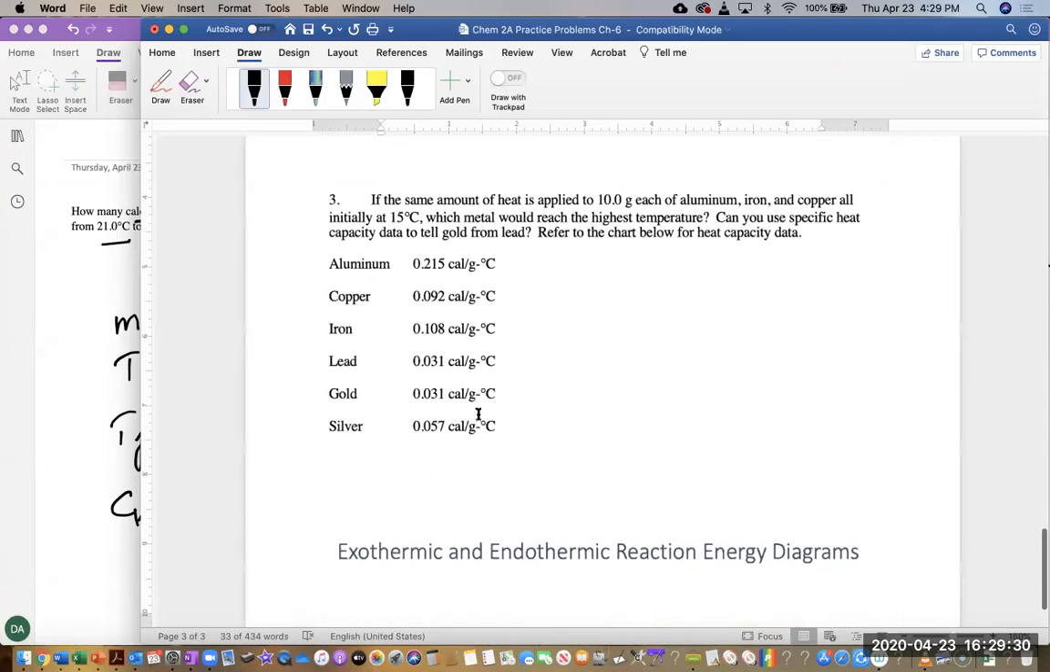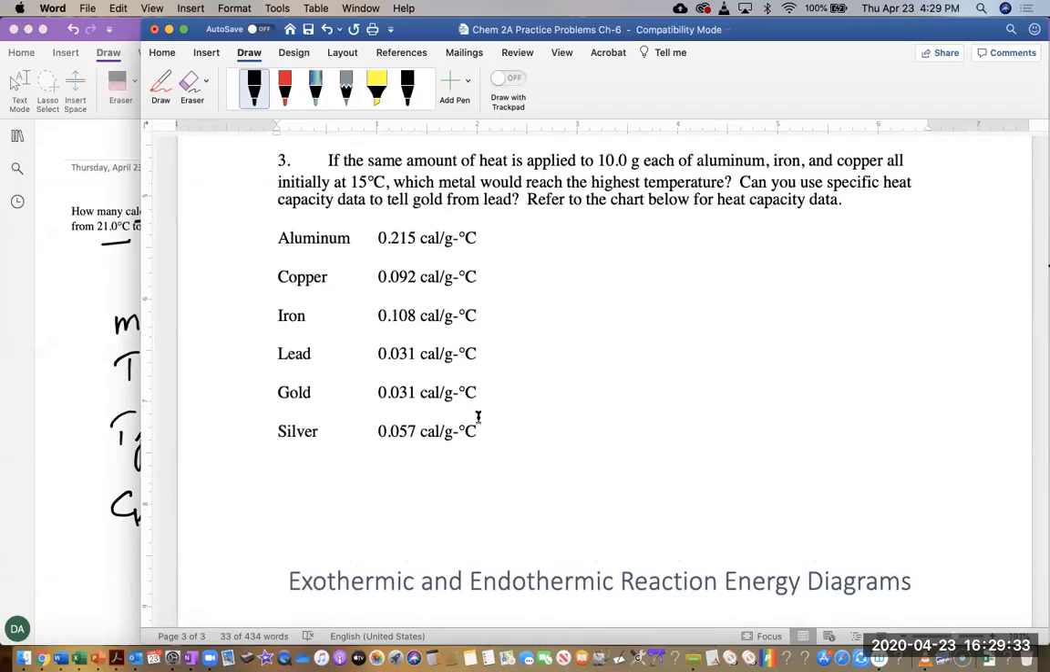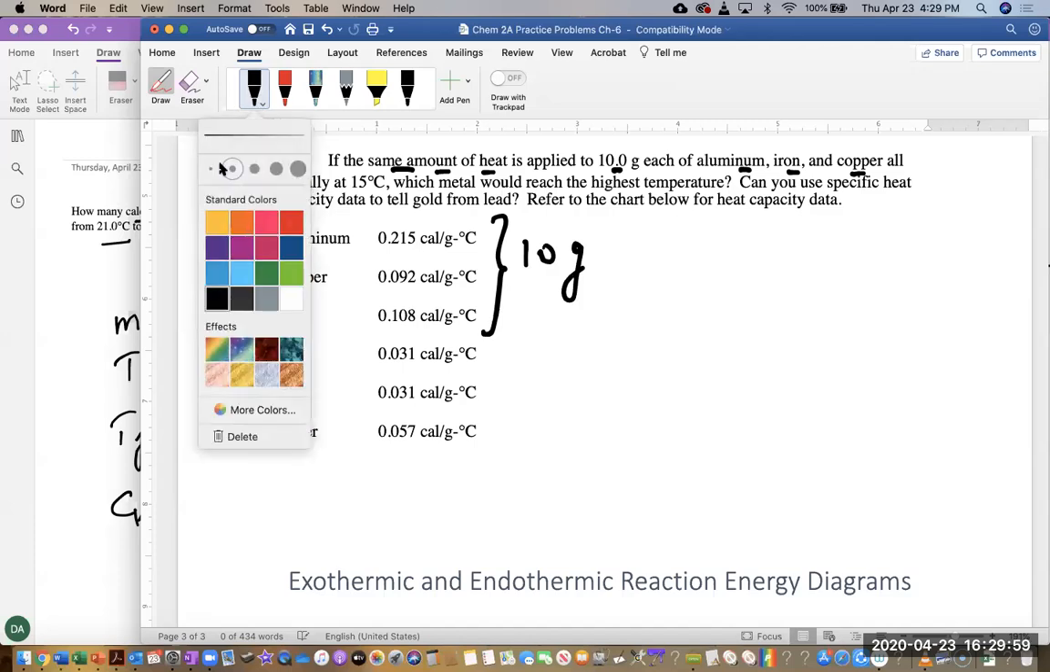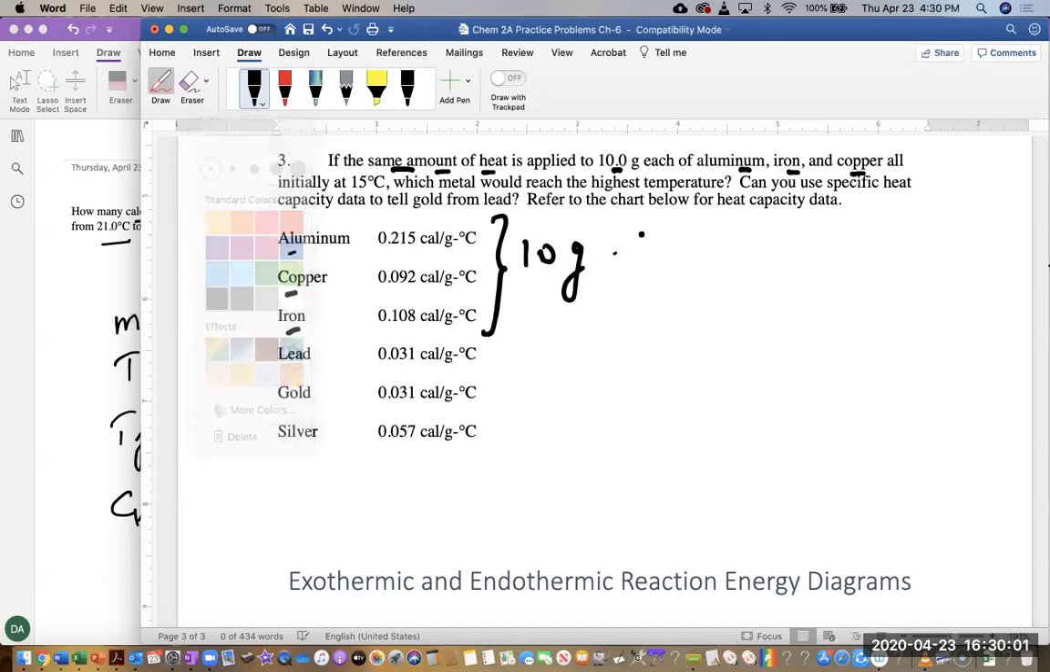Let's discuss this question, and this will make you understand the significance of specific heat capacity. The question says if you supply the same amount of heat to 10 grams of each sample of aluminum, iron, and copper. So you have these three things. You have 10 grams of each sample, and you try to supply heat to each one of them, and whatever amount of heat it is, it's the same amount of heat.